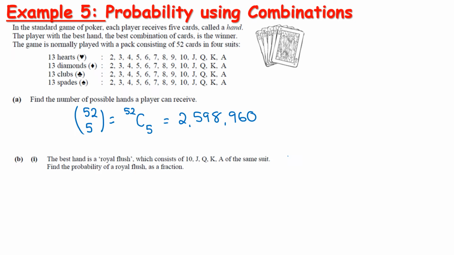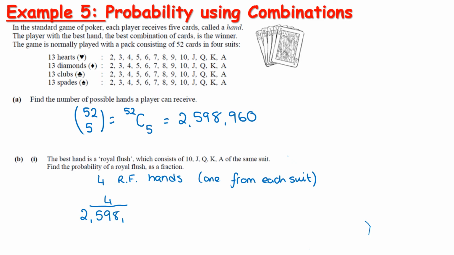So the best hand is a royal flush, and it consists of a 10, a jack, a queen, a king, and an ace, all of the same suit. Find the probability of a royal flush. So there are 4 royal flush hands because there's one from each suit. So that means there is 4 out of the 2.5 million or so possible hands. So that's 4 over 2,598,960, which then simplifies down to 1 over 649,740.